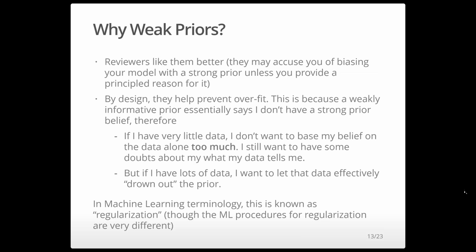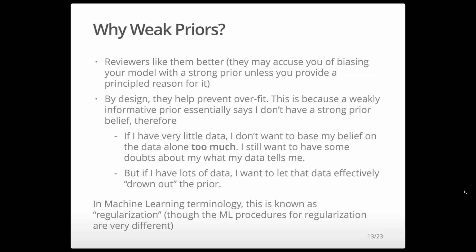The other nice thing about priors, and this is another practical computational issue, is that by design they help prevent overfit, weak priors in particular. This is because weakly informative priors essentially say that I don't have a strong belief, therefore if I have very little data, I don't want to base my belief on that data too much. I want to have something that's saying, okay, there's some uncertainty here, and I still have some doubt about what my data is telling me.